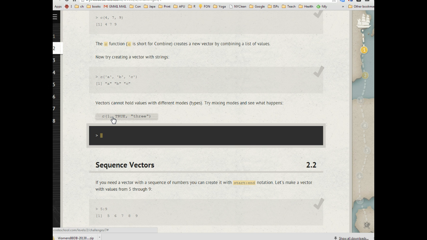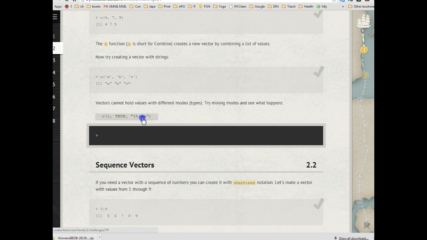So it's going to do one of two things. Either it's going to give us an error, which it doesn't do, or it's going to somehow convert everything to one type. Now, it's going to be a little hard to convert true to a number, right? And even, suppose it said dog, it's going to be hard to convert dog to a number. There's no sensible way to do that.